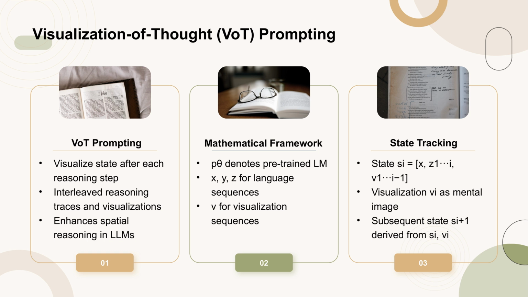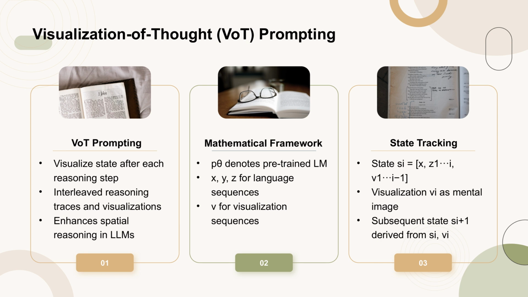The concept of state tracking is introduced, where the state s_i is defined as a combination of the input x, the sequence of thoughts z_1 to z_i, and the sequence of visualizations v_1 to v_{i-1}. Visualization v_i is generated as a mental image of the internal state s_i after each reasoning step z_i, and the subsequent state s_{i+1} is derived from s_i and v_i, reflecting spatio-temporal causality and enhancing the spatial reasoning capabilities of LLMs.